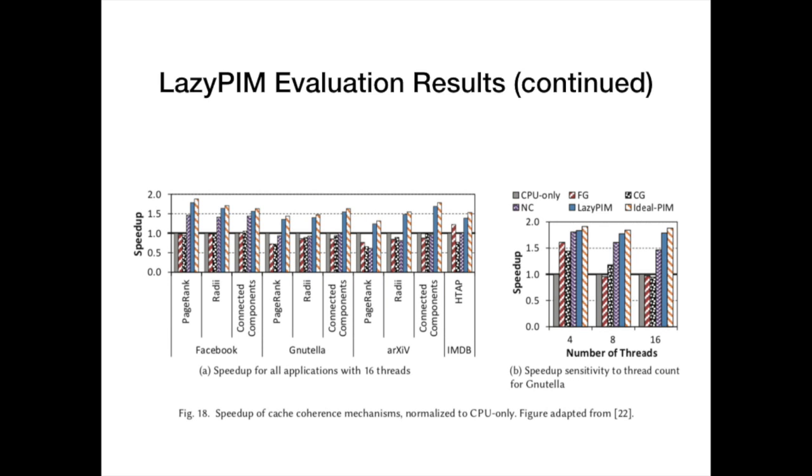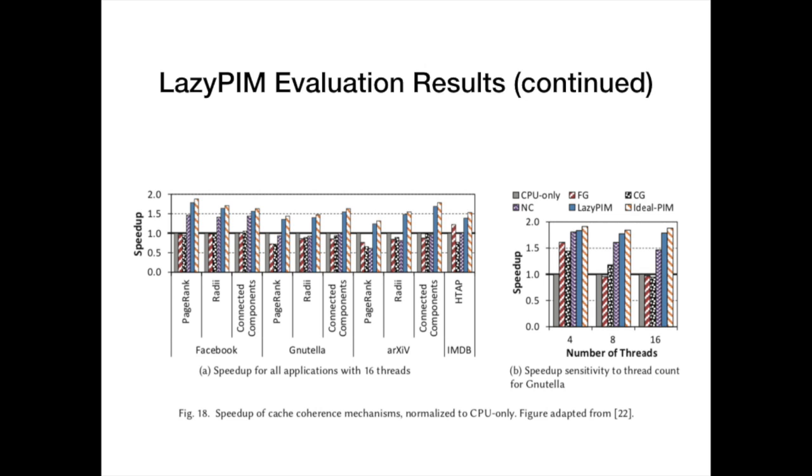These next charts are similar, except they're measuring the speedup. Of course, the ideal PIM approach, which means that there's no penalty for cache coherence, performs the best in all cases. But lazy PIM performs very closely, and it outperforms all of the other approaches. In some cases, no cache and coarse-grained actually perform worse than CPU only on these workloads. The best prior approach we had was no cache, and lazy PIM outperforms it by 49% on average. Lazy PIM again did well in terms of scaling with thread count.